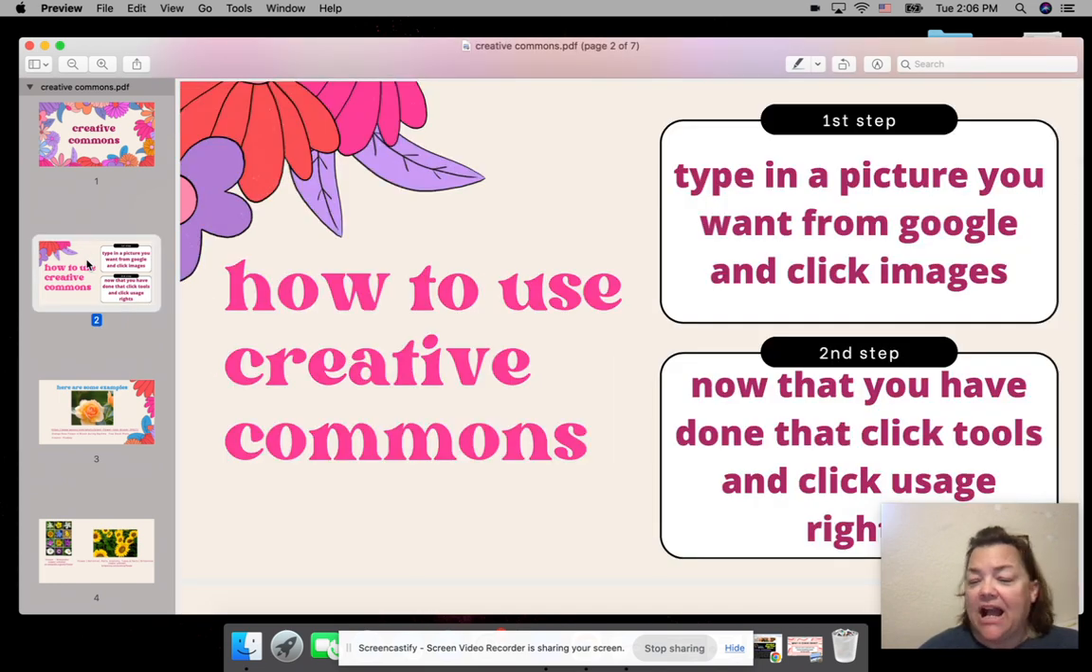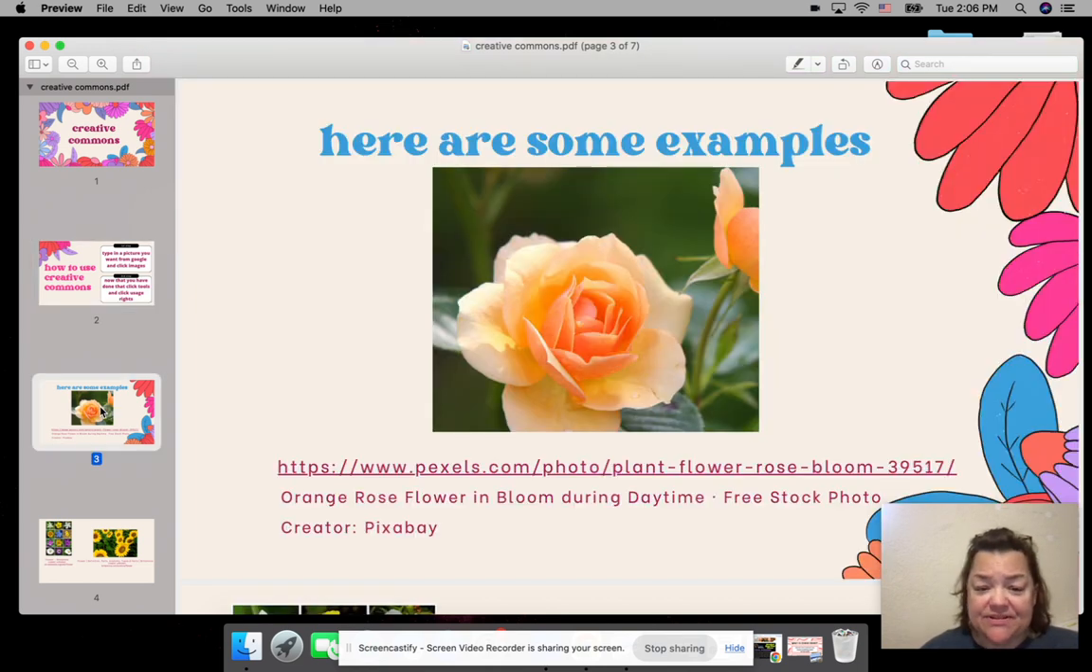And again, I don't want everything. Make it easy to understand. So here, easy to understand how to use Creative Commons. Okay, how to search using Creative Commons. Some examples of Creative Commons.